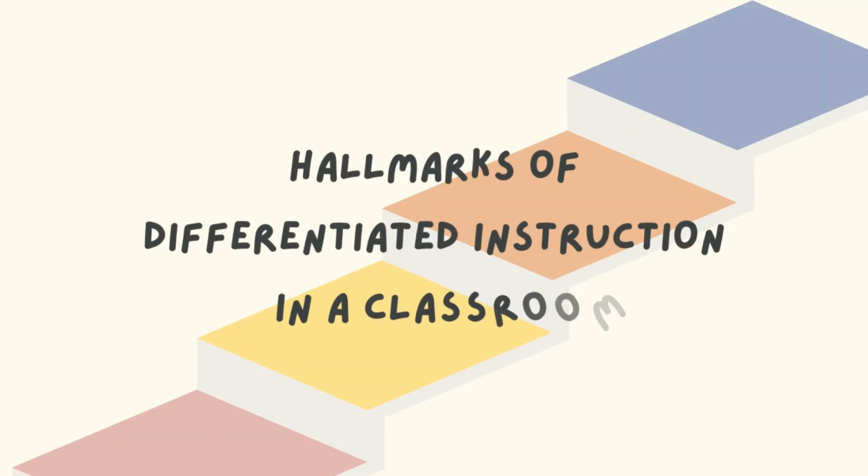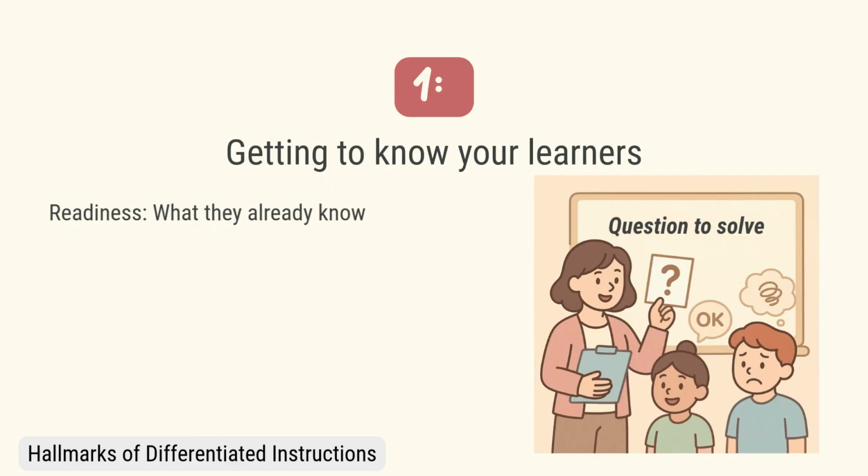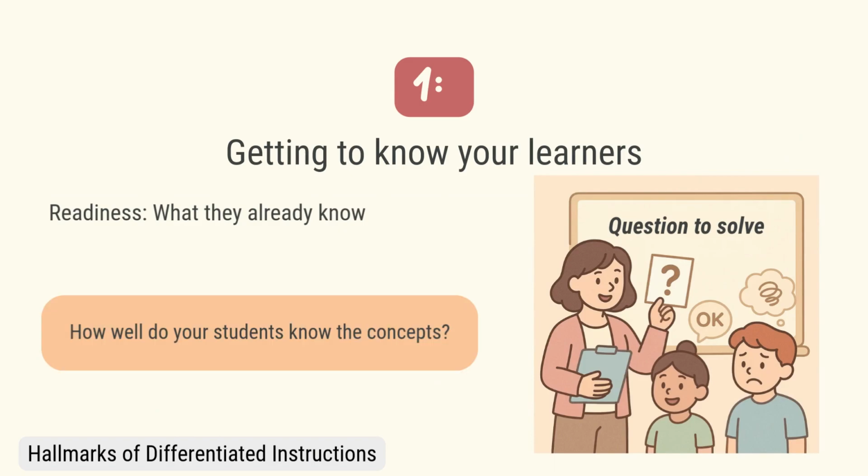Now let's explore more deeply what these hallmarks of differentiated instruction actually look like in a classroom, and how teachers can apply them in practical, meaningful ways. The first hallmark is about knowing who your learners are. To know more about them, we look at three main aspects. First, readiness. What do your students already know? Can they handle the basics, or are they still struggling with foundational concepts?